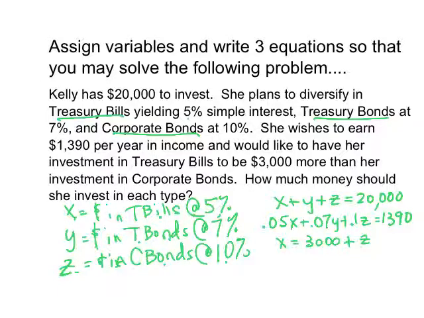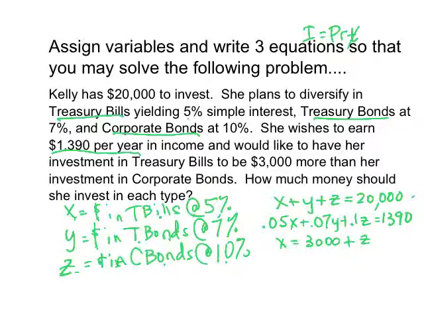So I have to use that information to write a system of equations. The first thing is the 3 amounts have to add up to $20,000. The next thing is the simple interest on those. For 1 year, she wants to earn $1,390 per year in income. So remember that interest equals principal times rate times time. If time is 1 year, we just have to do the principal times the rate.